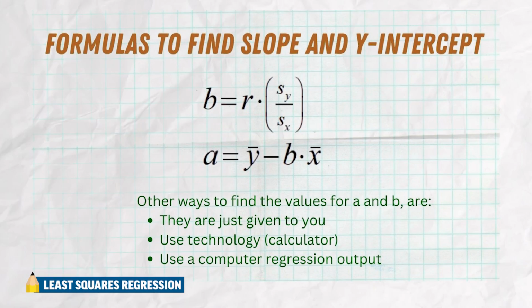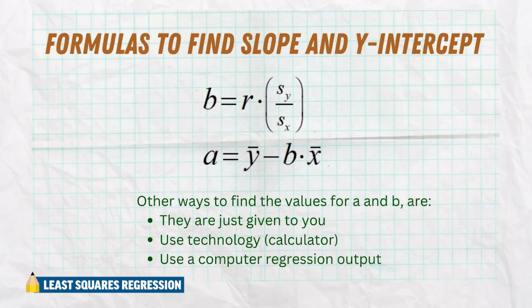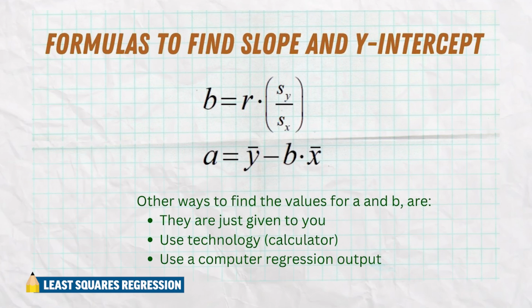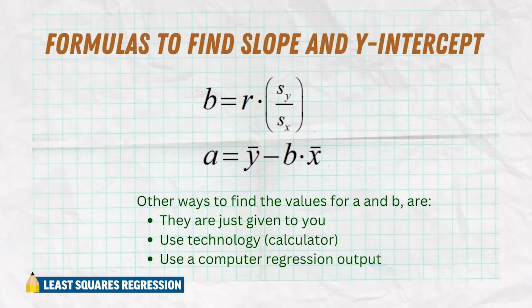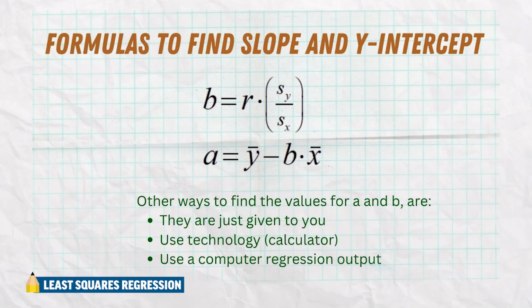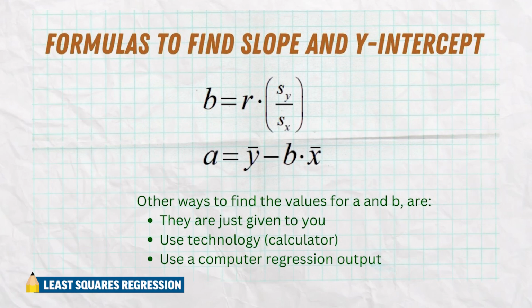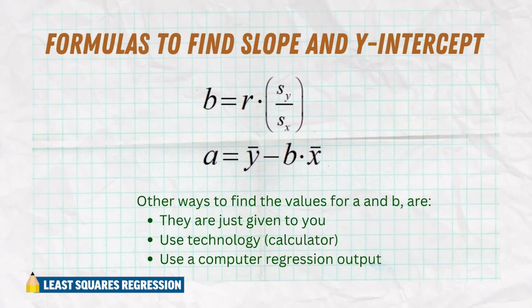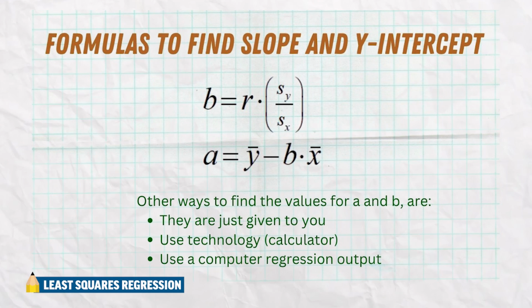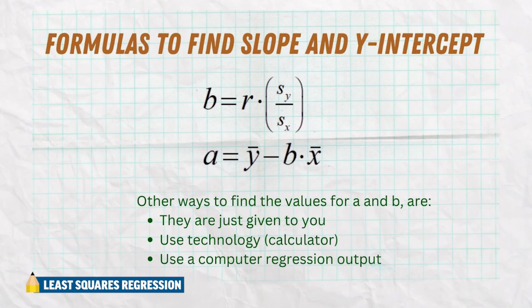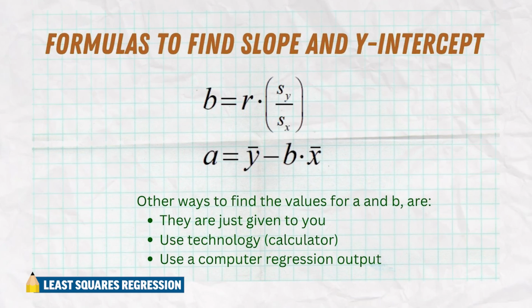One, we actually have some formulas that can be used to create the equation. The formulas do require a lot of information, though. We have to have all of our x data. We have to find the mean of our x data and the standard deviation of our x data. Then we have to have all of our y data. We have to have the mean of all the y data and the standard deviation of all the y data, as well as the correlation between the x's and the y's.